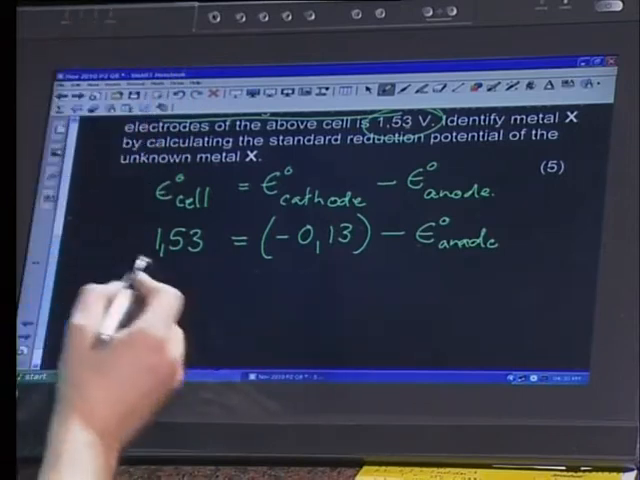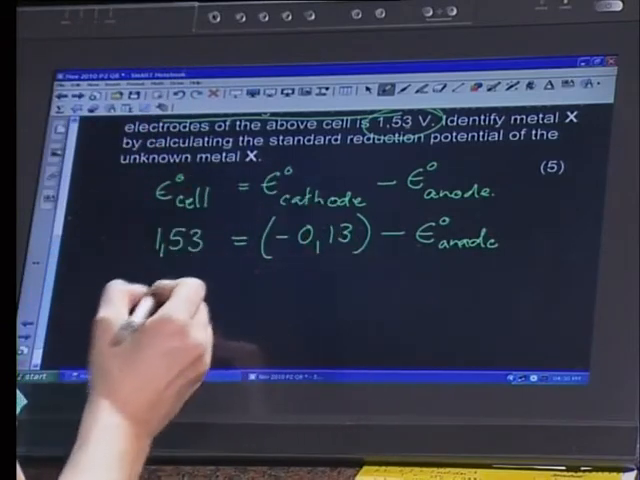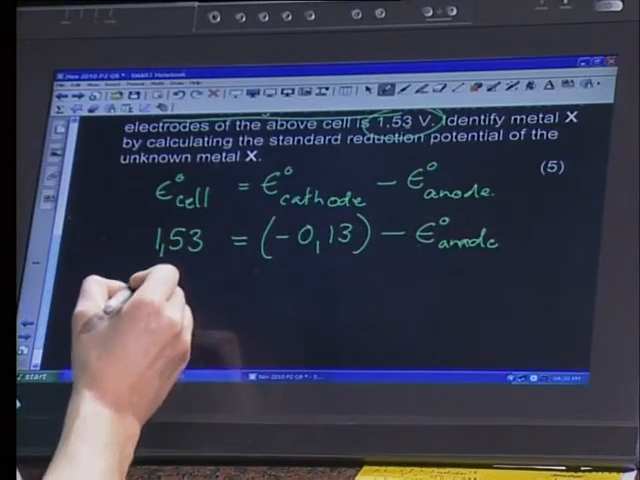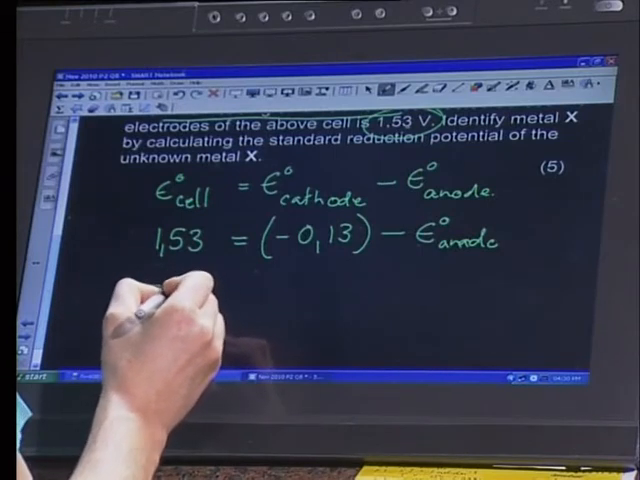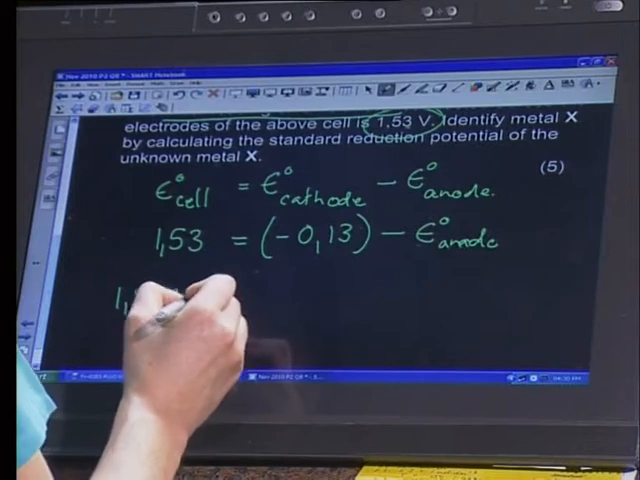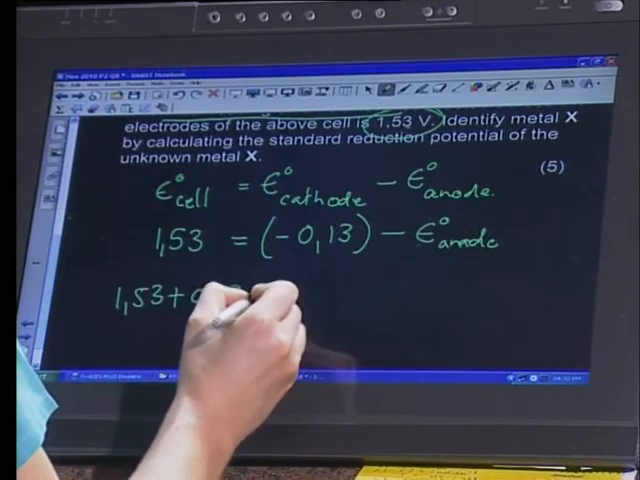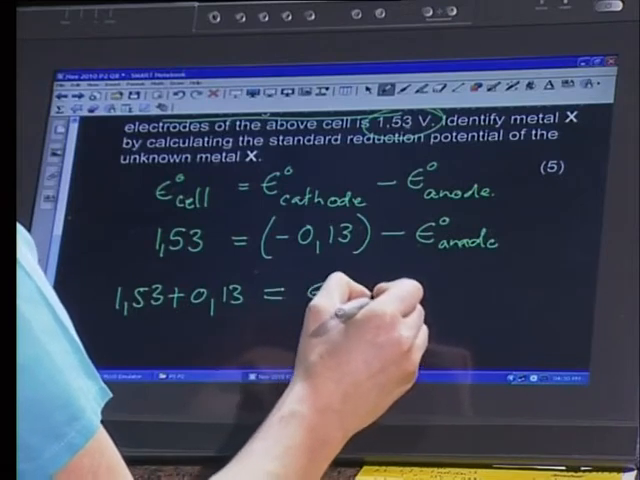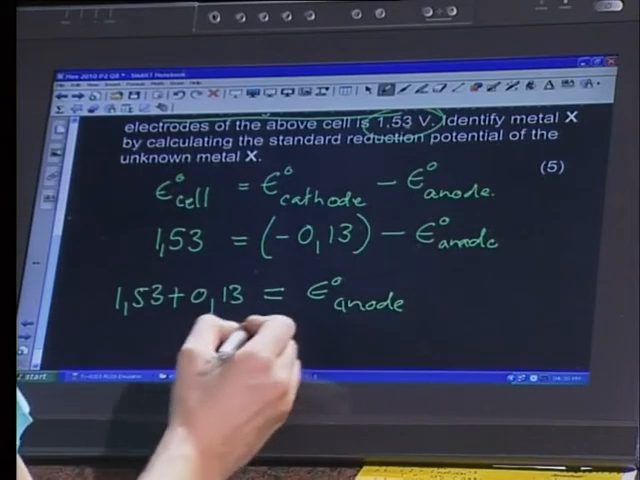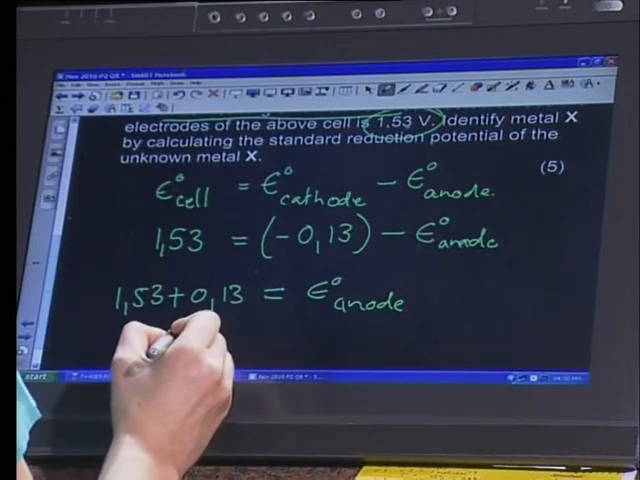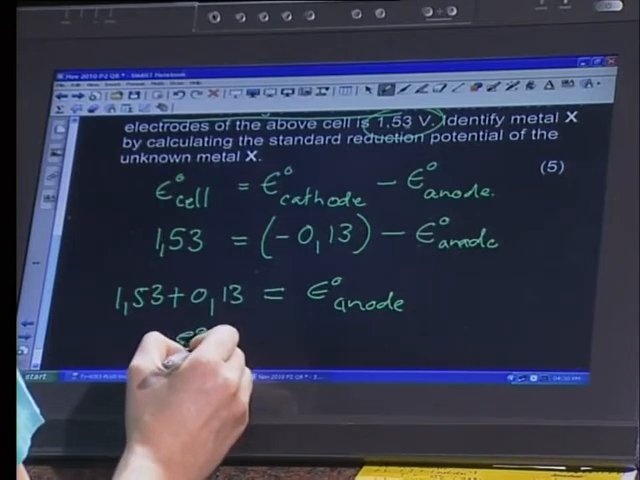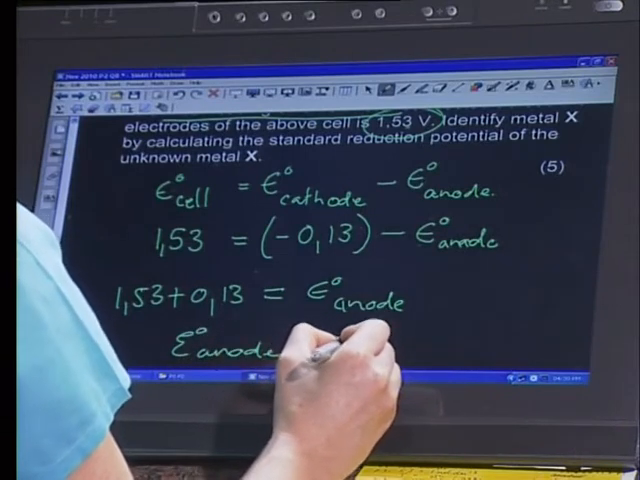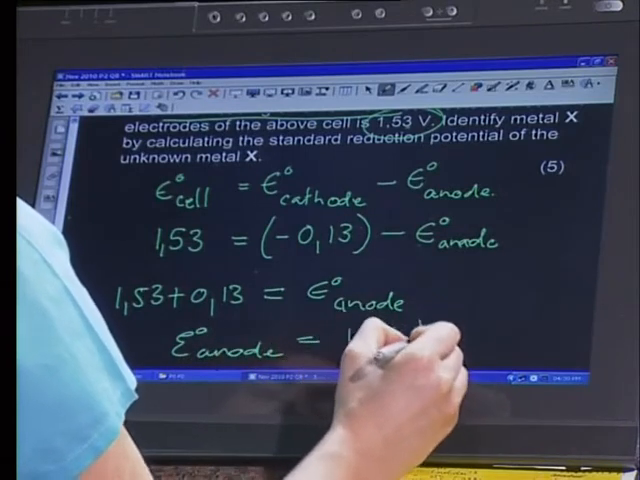So we're going to do our calculation over there. Now, if you bring the negative 0,13 across, it's going to become positive. So it's 1,53 over here, minus becomes a plus, and that is going to be your 0,13, and that's going to be your E naught of your anode that we calculate on this side. Now, if you calculate the E naught for your anode, you see that it works out to be a fantastic 1,66 volts over there.